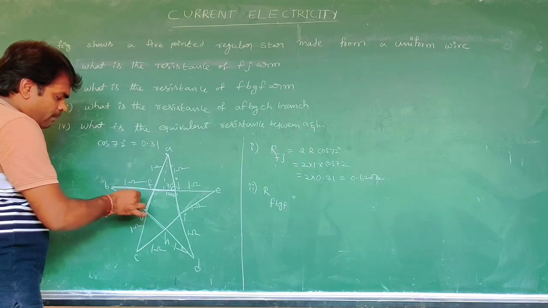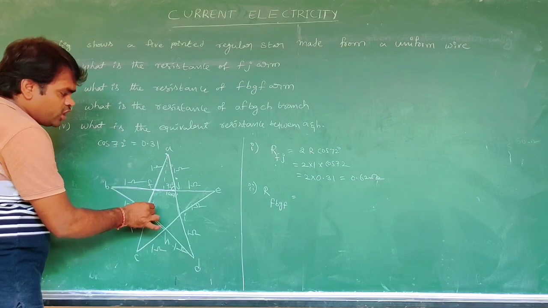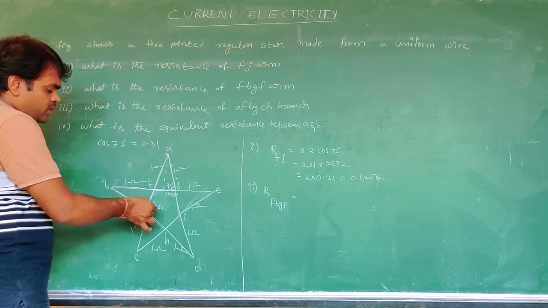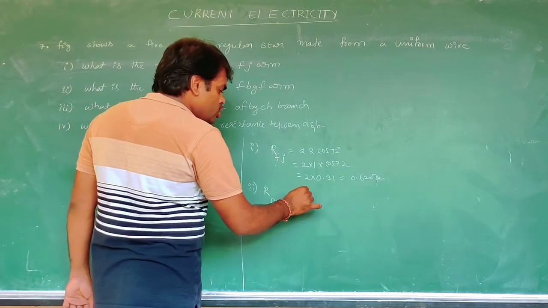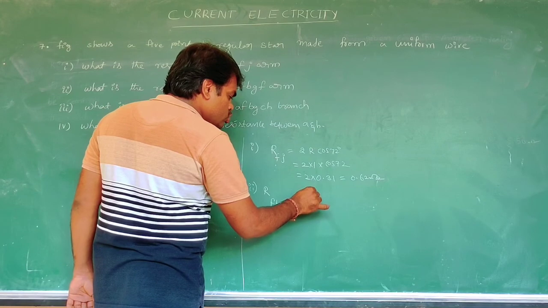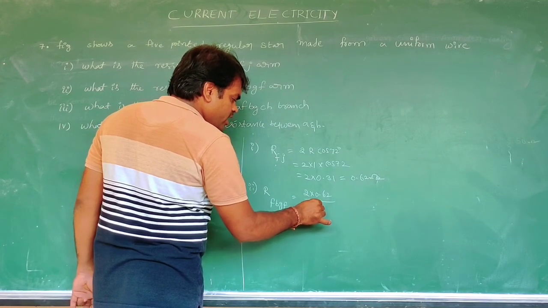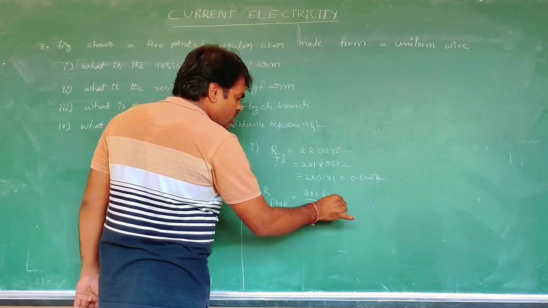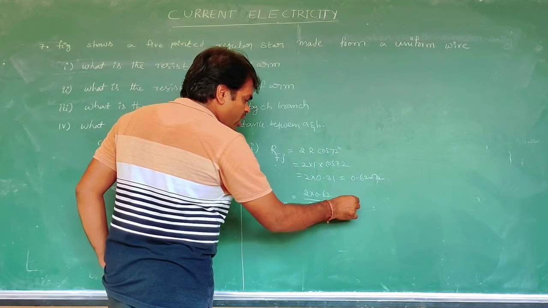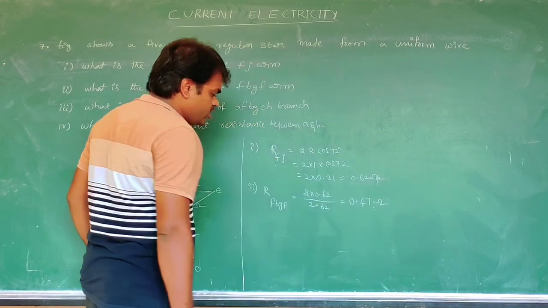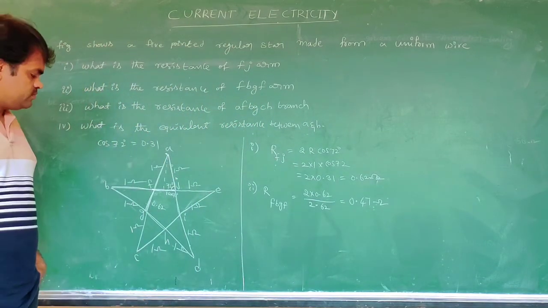These two are in parallel. This value we know is 0.62, in parallel with 1 plus 1, 2. That we write as 2 into 0.62 by 2.62. That we got, 0.47. This calculated, we got 0.47.